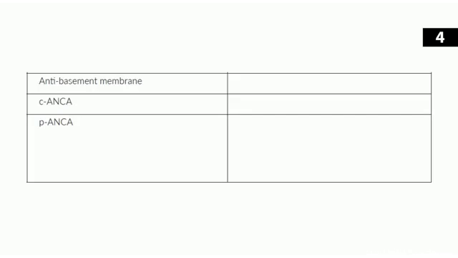Anti-basement membrane antibodies are seen with Goodpasture syndrome. Remember, Goodpasture syndrome can affect the kidneys and the lungs. And C-ANCA is seen with granulomatosis with polyangiitis, or the older name for that was Wegener's granulomatosis. And this can also affect both the kidneys and the lungs. So I want you to link those two together in your mind. If you see kidney disease plus lung disease, think about either Goodpasture syndrome or granulomatosis with polyangiitis.